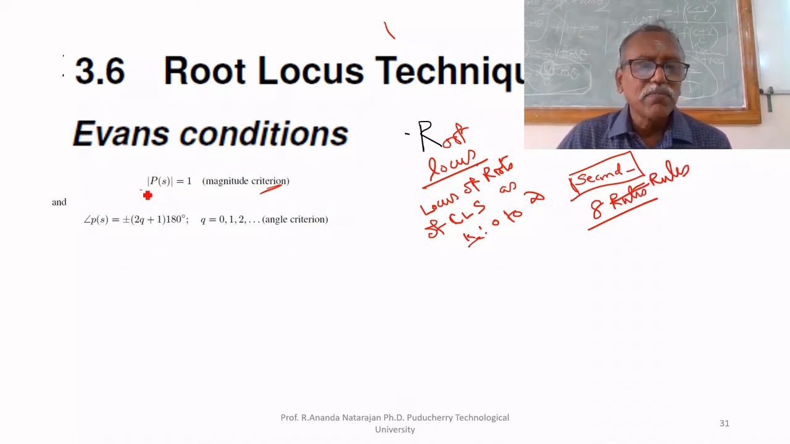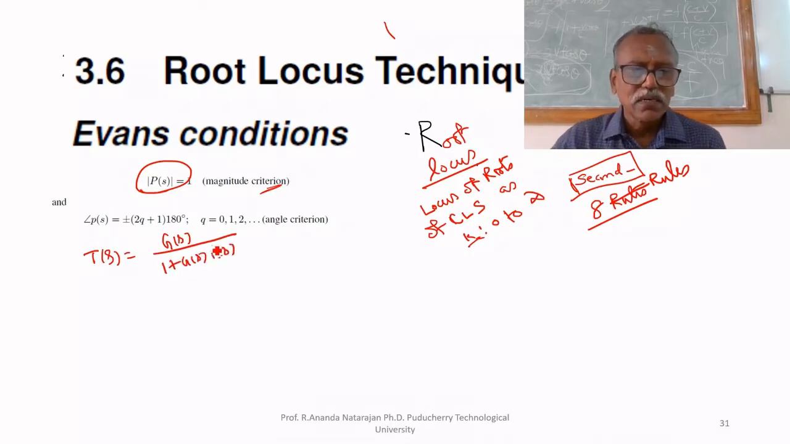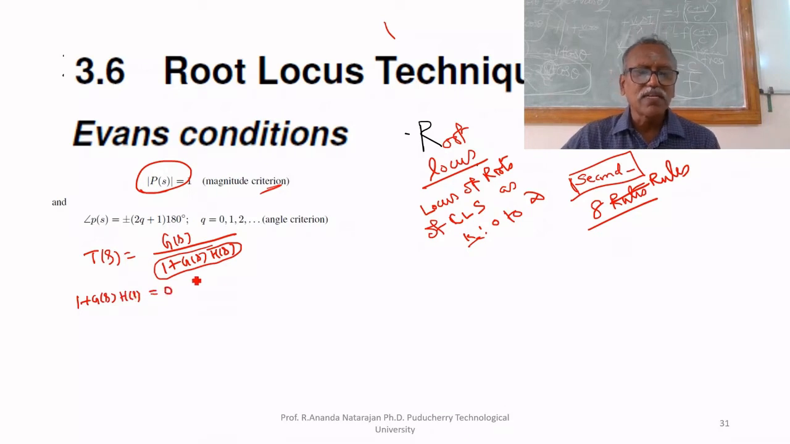Before that, we have to find the closed loop transfer function. What is that? G of s upon 1 plus G of s H of s. So what is root locus? Roots of this denominator as k varies from 0 to infinity. That is called the characteristic equation: 1 plus G of s H of s equal to 0. The roots of this characteristic equation as k varies from 0 to infinity are called root locus.